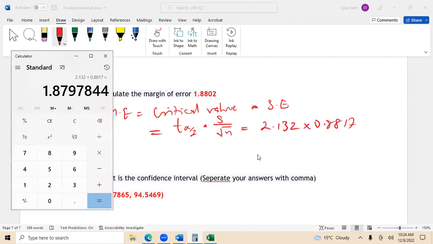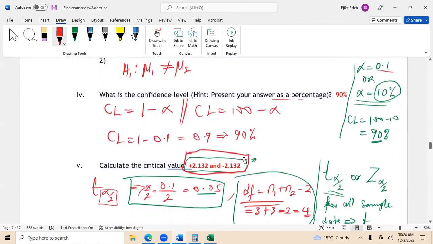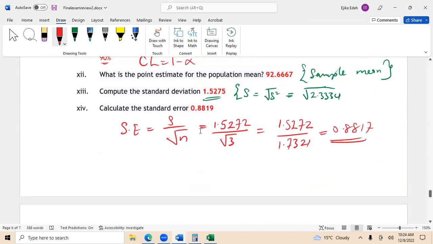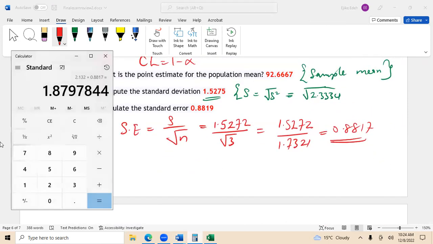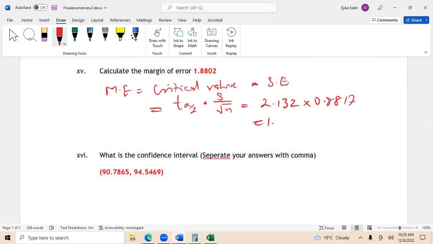Okay, so let's be sure the critical value is correct, right? The critical value is 2.132. Okay, so we got 0.8817. We got 1.8797, right? 1.8798. Okay, so I have here 1.879. 1.8798. Okay, so it differs a little, but it runs up to that.